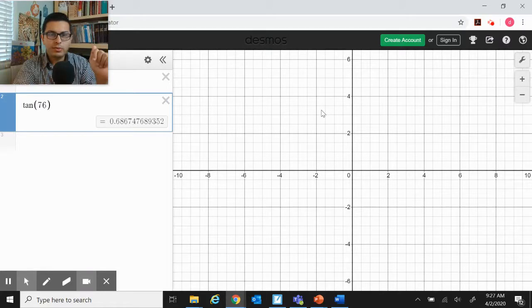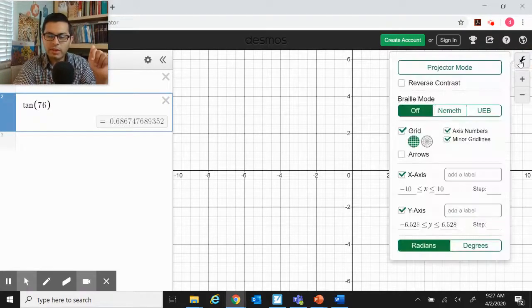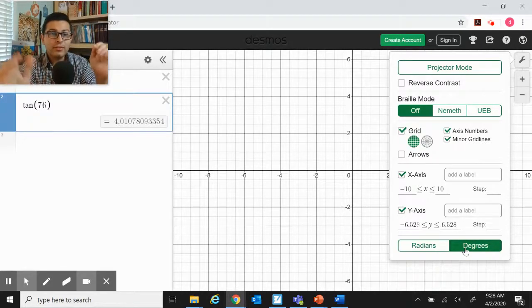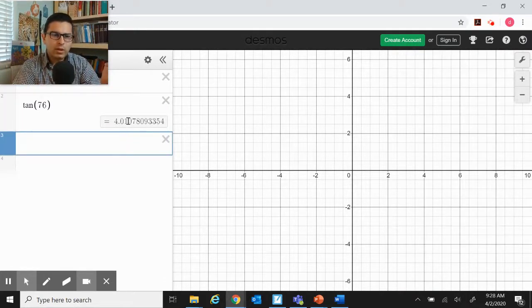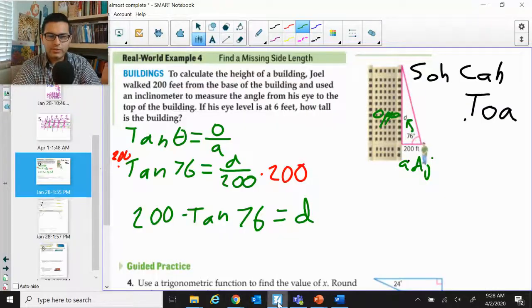In Desmos, we're going to go over to the settings, which is this little wrench over here, and click that. And notice at the bottom, it says it's in radians. That's not what we want. That changes our answer immensely. Notice right now it says 0.6867, and so on. Now when we change it to degrees, it's 4.01. That is a huge difference. So let's use 4.01 in our calculations.